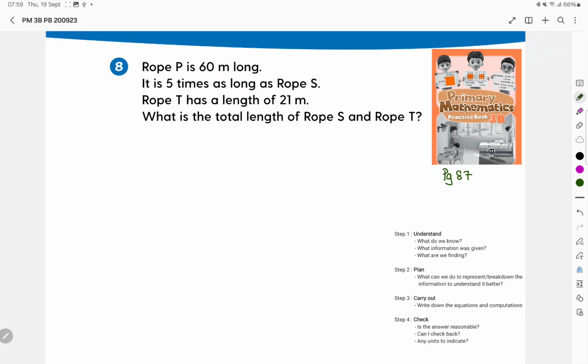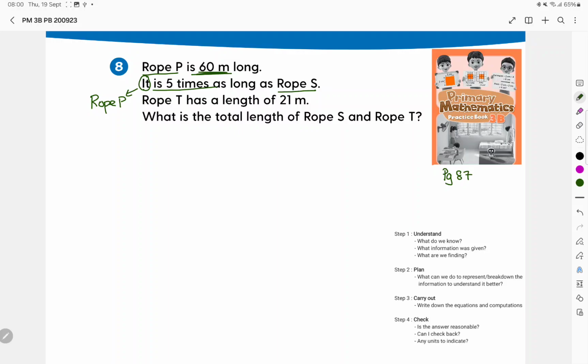What do we know? In the question, it states that rope P is 60 meters long. So we know rope P is 60 meters long. Okay, it is 5 times as long as rope S. What is important in the second sentence is to understand what this "it" refers to. If you look at the sentence before that, it was mentioning rope P that is 60 meters long. So when they use the word "it" in the second sentence, this "it" is actually referring to rope P. So they're telling you that rope P is 5 times as long as rope S.